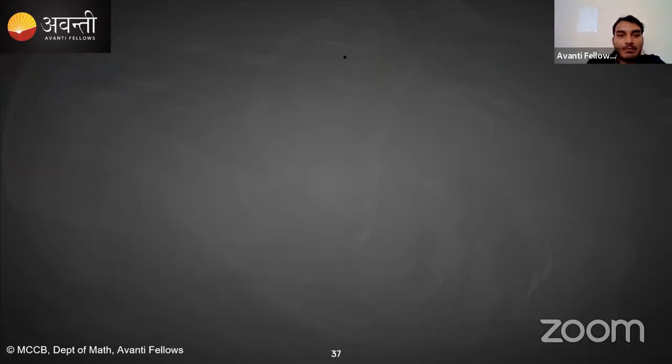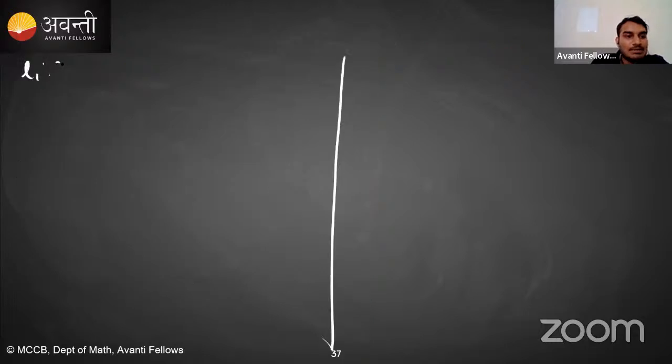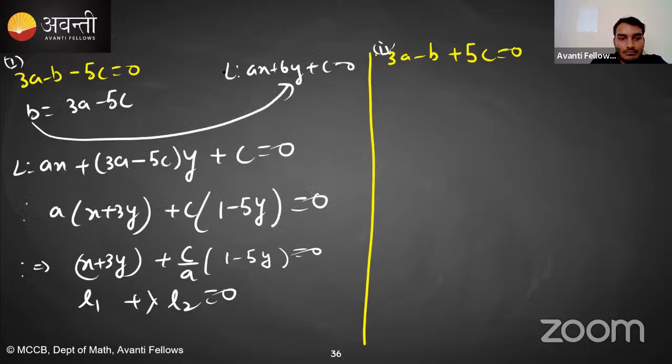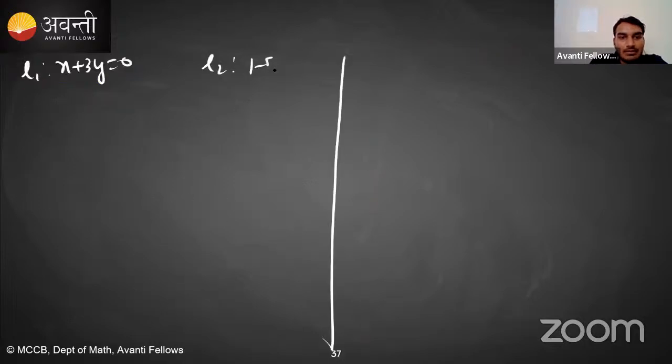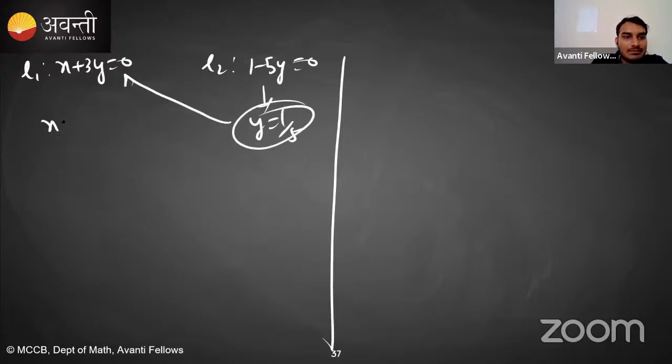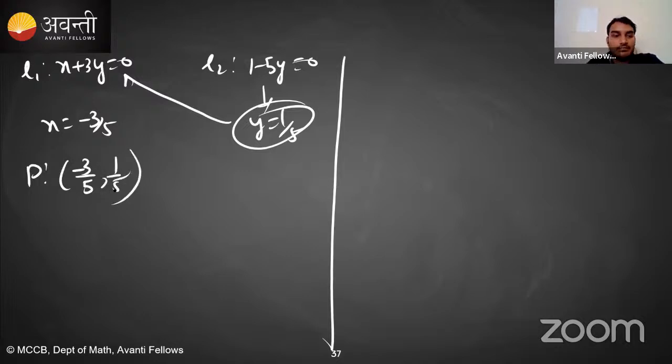Right? So now find the point of intersection. L1 कितना है? x plus 3y equal to 0. L2 is 1 minus 5y is equal to 0. So here we can get y is 1 by 5. Put here, what is x? Minus 3 by 5. So the point of intersection, the fixed point, is minus 3 by 5 comma 1 by 5. Clear? Clear?